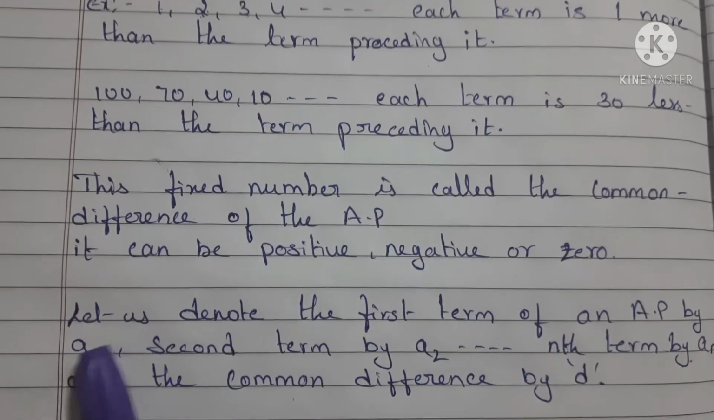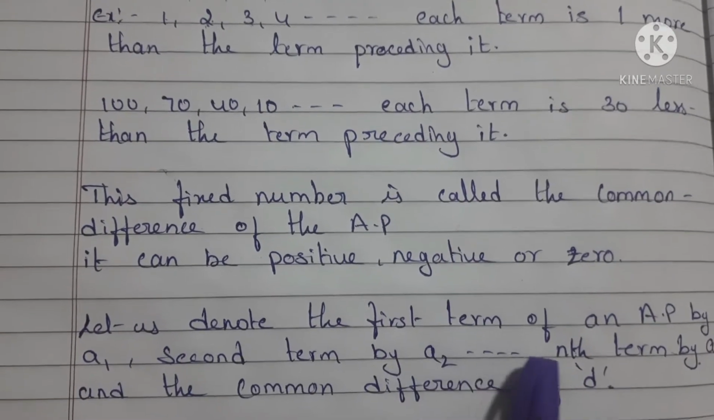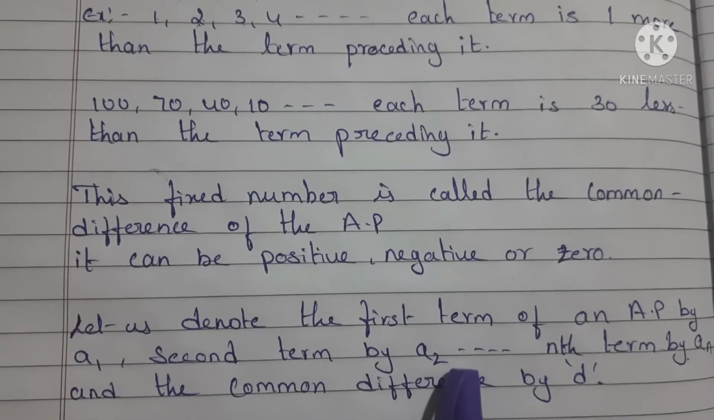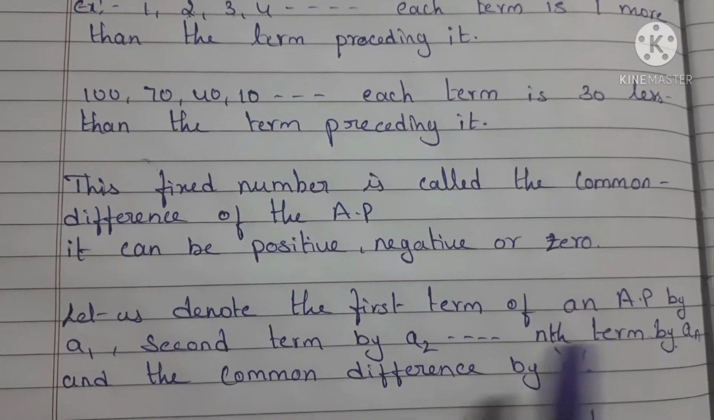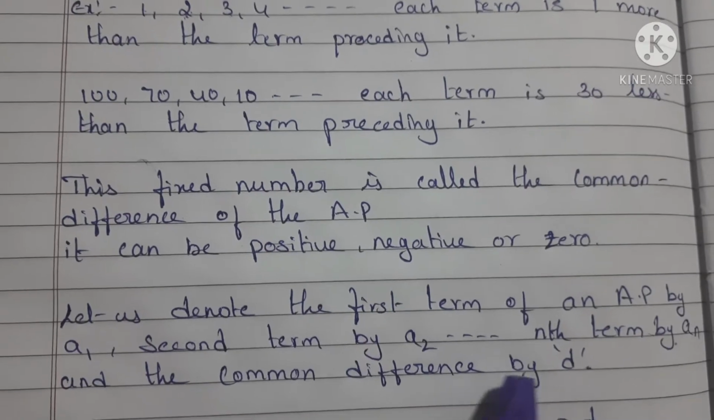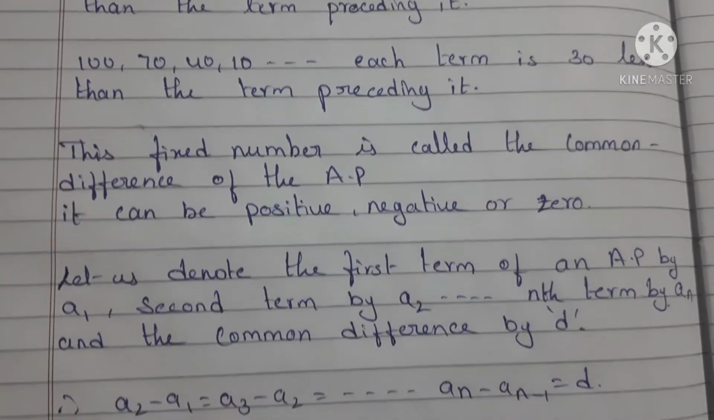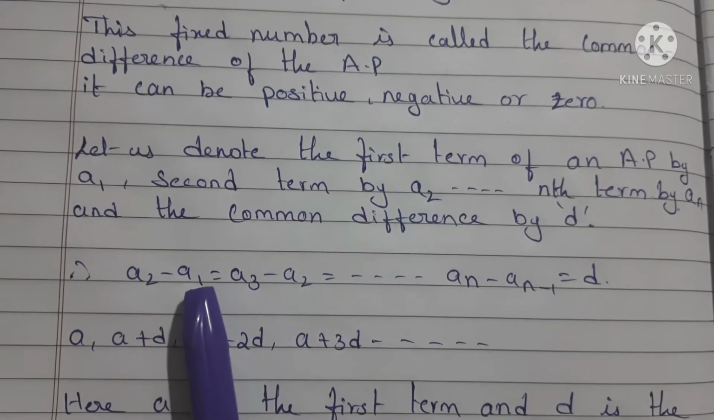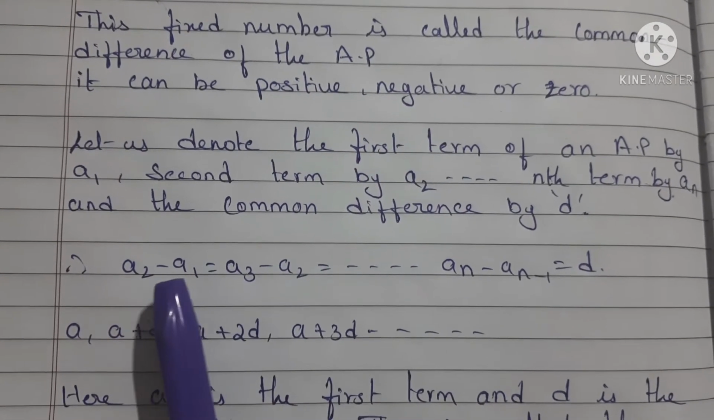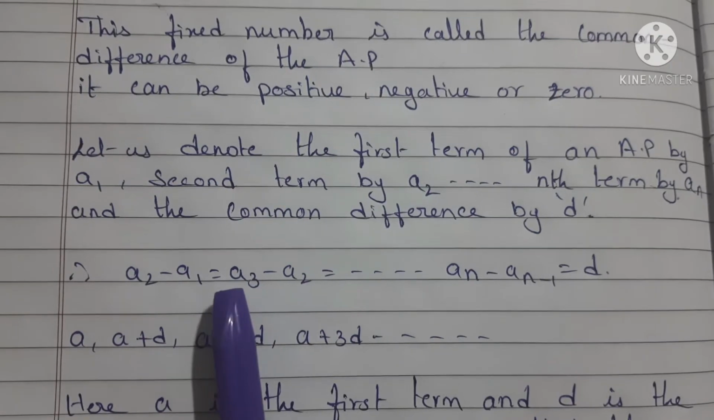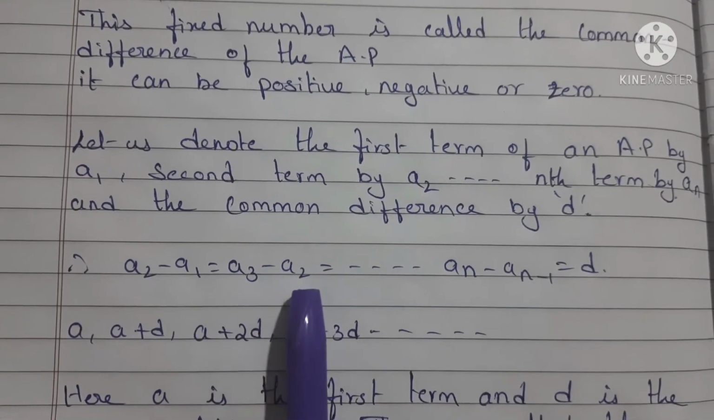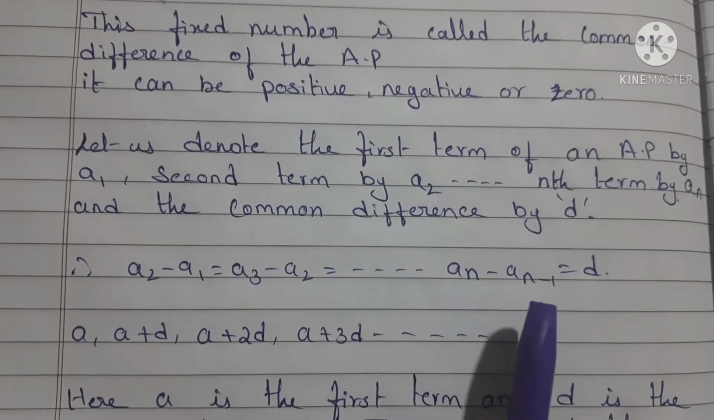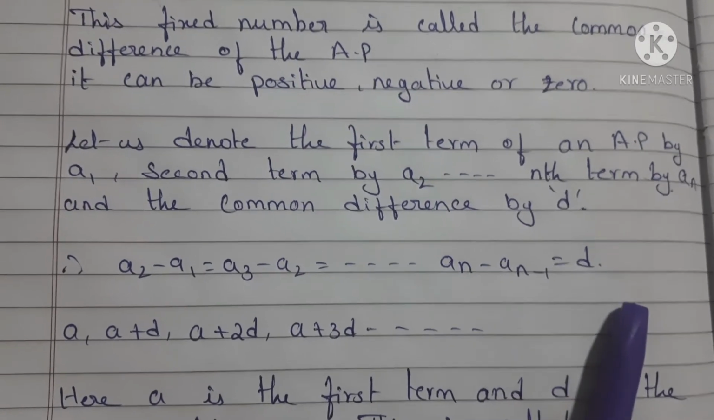Now let us denote the first term of an AP by A1, the second term by A2, and the nth term by An, and the common difference denoted by D. Here A2 minus A1, that means second term minus first term, is equal to third term minus second term, is equal to, and so on. The nth term minus the (n minus 1)th term is equal to D.